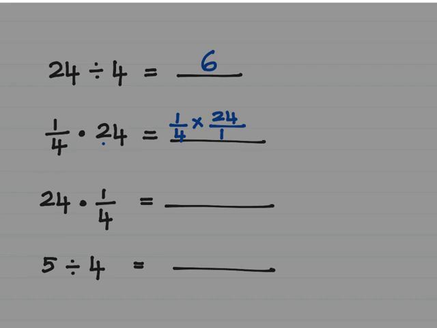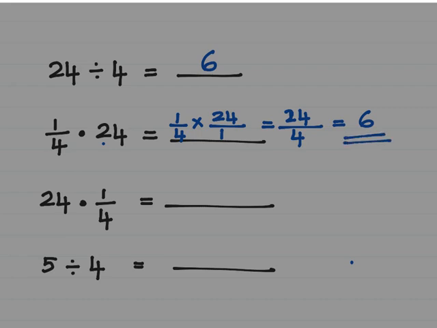Since this 24 is a whole number, there is a denominator 1. And that expression can be written as 1 times 24 is 24 over 4 times 1 is 4. 24 over 4. How many 4 goes in 24? 6. So that is how you get the answer 6.